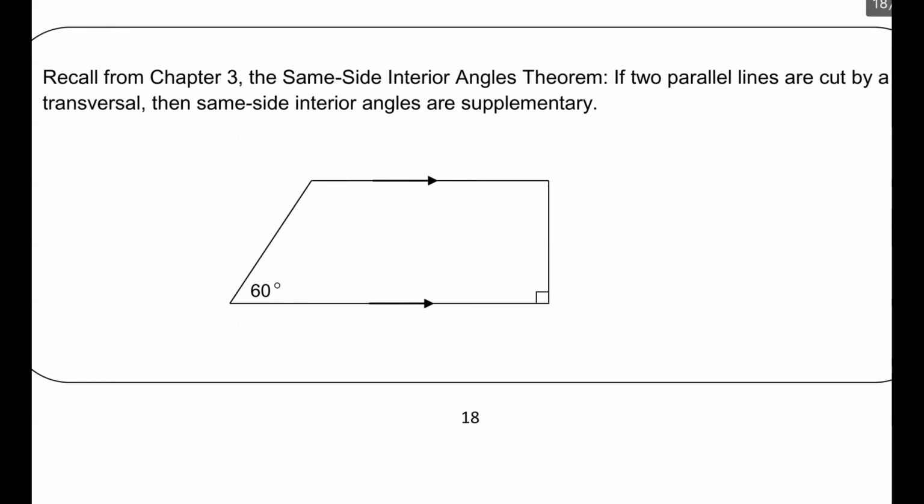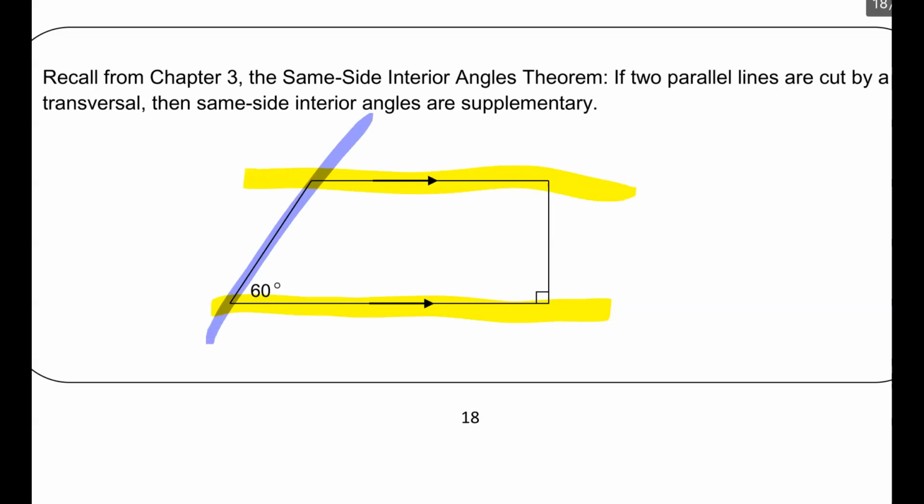All right, recall from chapter 3, the same side interior angle theorem. We've been using that every single chapter since then. So if two parallel lines are cut by a transversal, then the same side interior angles are supplementary. Okay, so what that means is, let's highlight this. So I have two parallel lines, and here we're cut by a transversal.